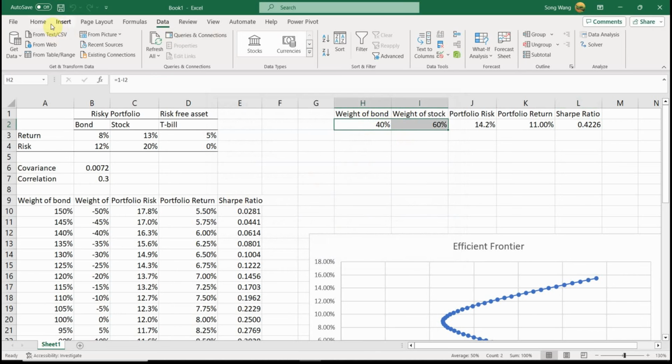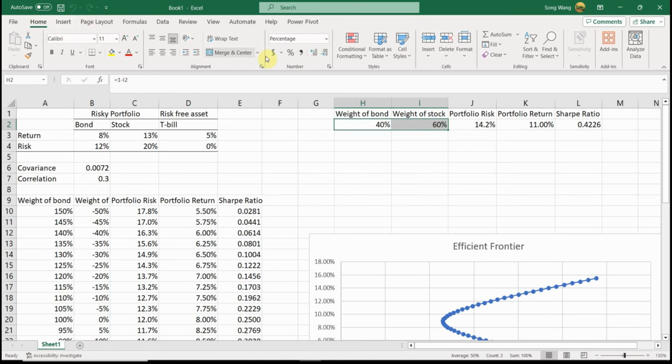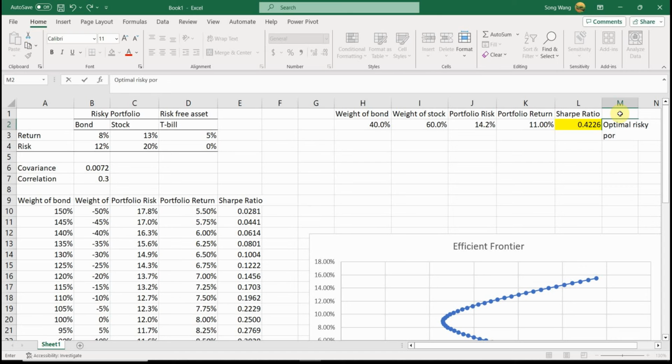So it's telling you that when the stock and bonds are allocated on a 40-60% basis, then the Sharpe ratio will be maximized at 0.4226, and I will call this the optimal risky portfolio. So the optimal risky portfolio is the one where you have the highest Sharpe ratio. I'm just putting notes here, highest Sharpe.